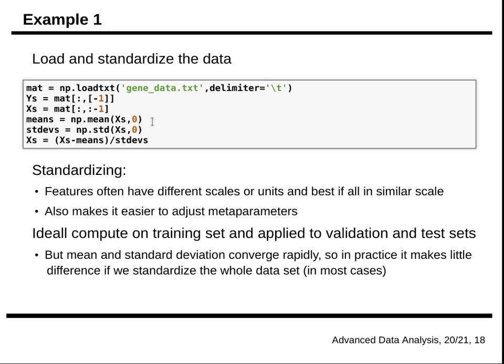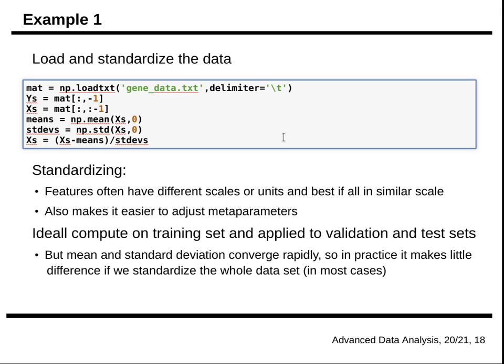This makes it easier to adjust meta parameters because we are always dealing with the same orders of magnitude, and it's especially important when we are using methods that are more sensitive to distance or to vector products or things like that, where scaling of the features is important. So what we can do, standardization, is simply compute the mean values for all the features and the standard deviation, and now we transform our data, we rescale it by subtracting the mean and dividing by the standard deviation.